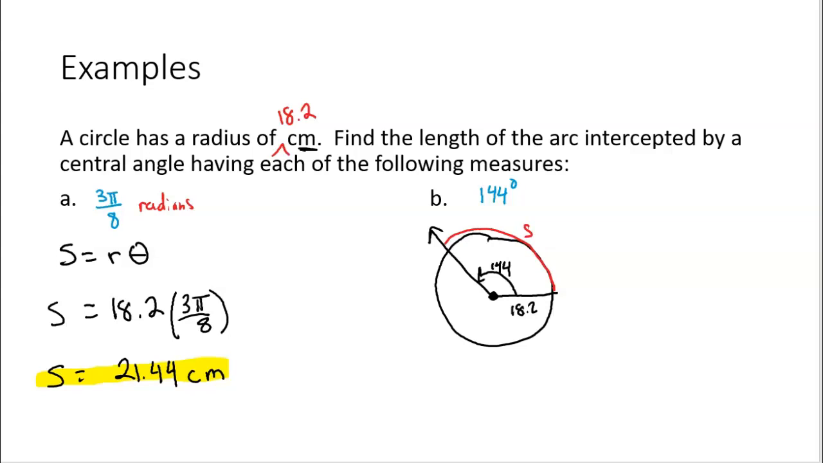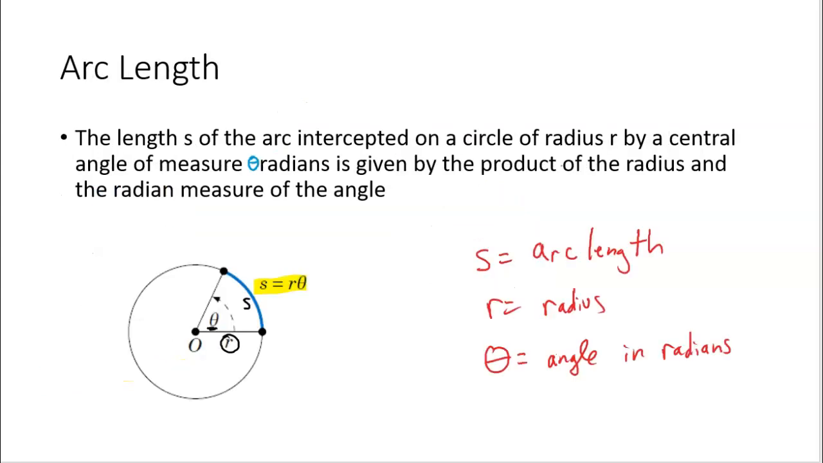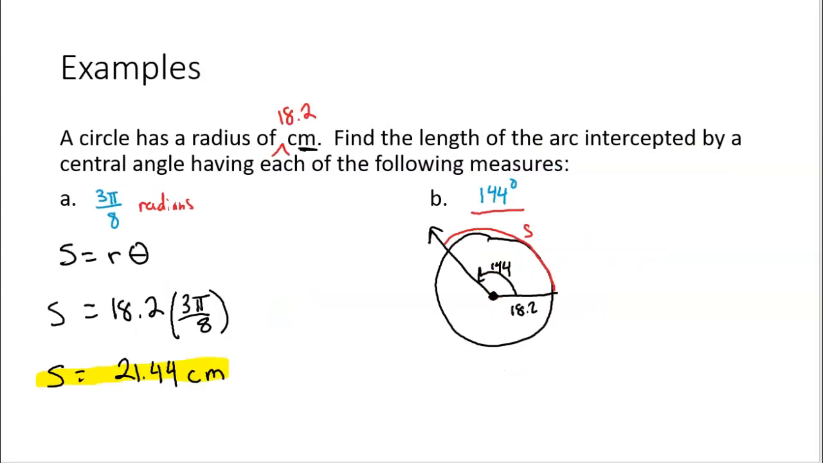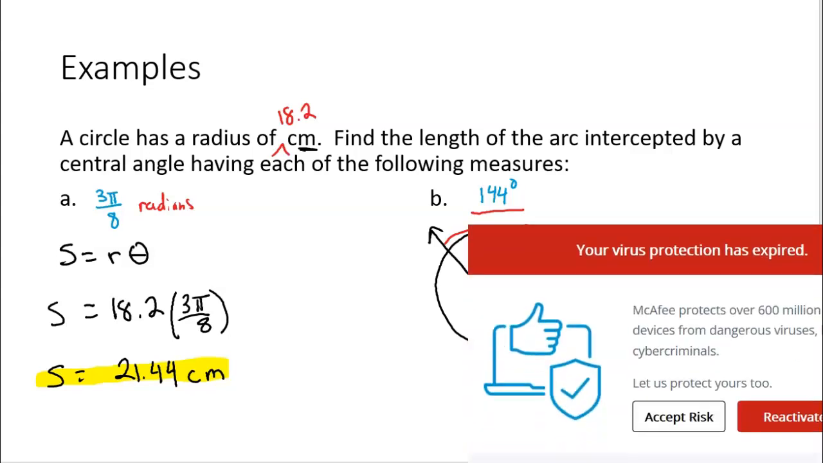Now, we have an issue on this problem. My issue is that I said this was 144 degrees, but we said your theta is always in radians. So what do we have to do? We have to convert. The first thing I'm going to do is take away this pop-up ad.